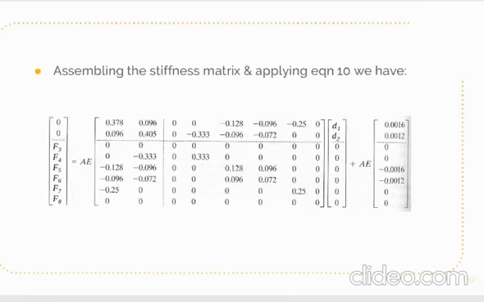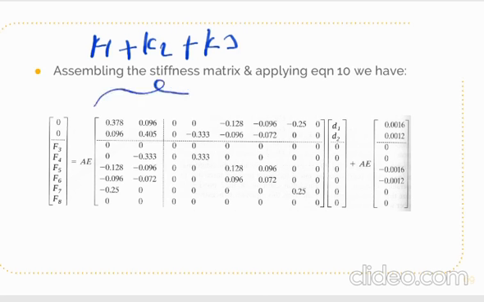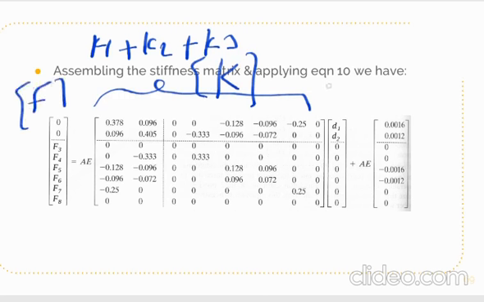Now in the next step, we collect the K, because we have 3 members in this example. So we have K1 plus K2 plus K3. This is the K matrix. This is the force matrix, and this is the displacement matrix.